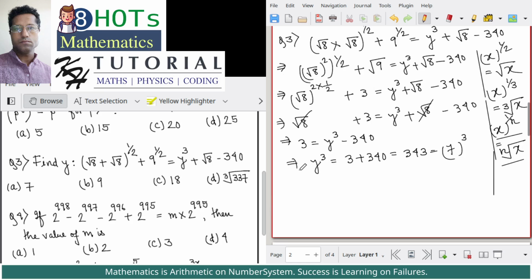Okay, so now we can clearly say that y cube is equal to 7 cube. The powers are same, so the base must be equal. So we must have y equals 7. Y equals 7. So the correct choice is A. A is the correct choice.